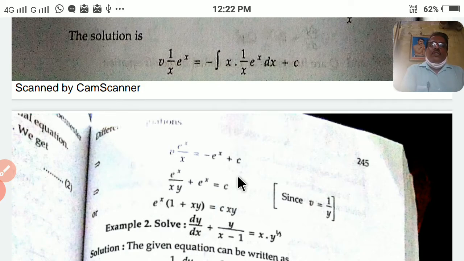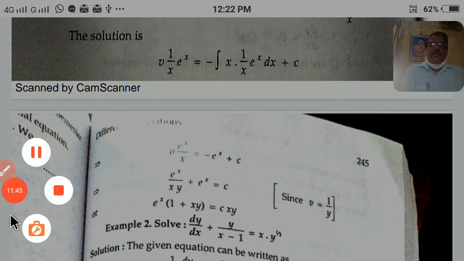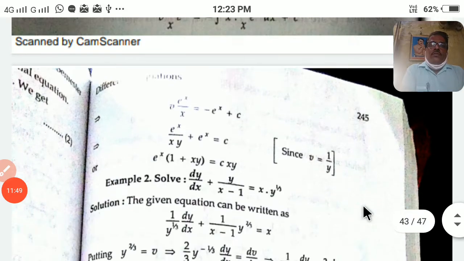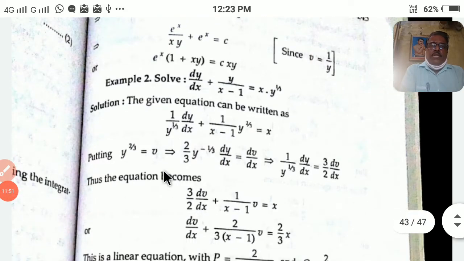Okay, so therefore this is the solution of the given problem. Similarly, we solve another problem. Solve dy/dx + y/(x-1) = x y^(1/3).